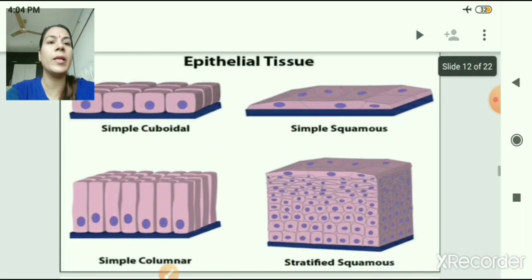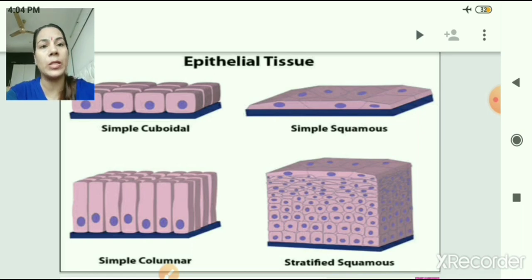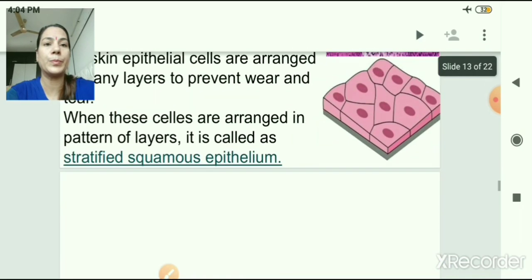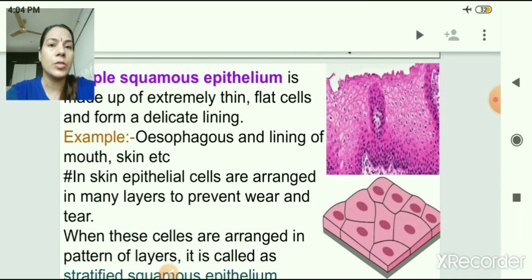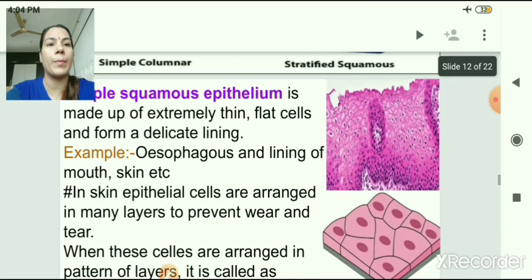Now here in this slide you can see that various types of epithelial tissues are shown. We are going to study these four types of epithelial tissues in detail. So now let us begin with the simple squamous epithelium.